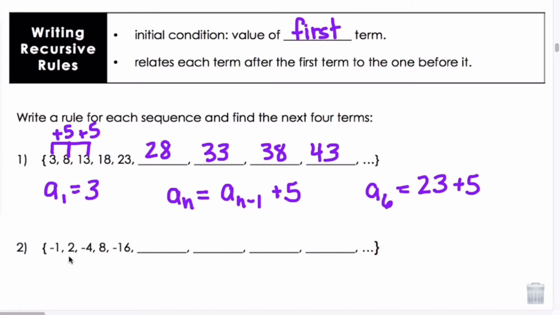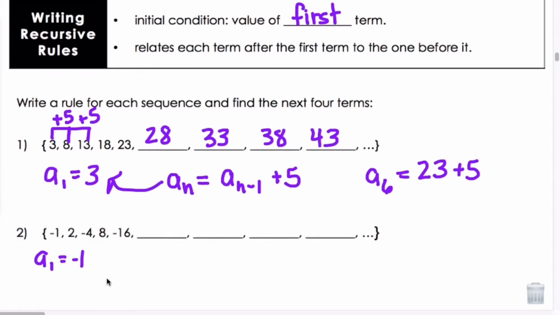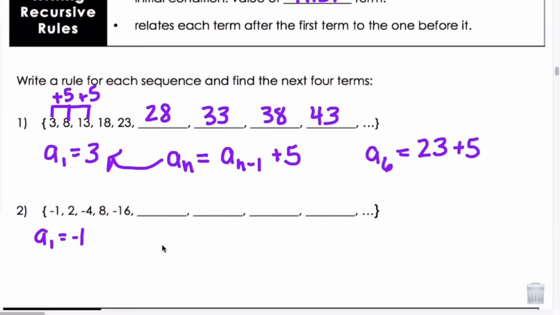Let's look at the next one. How did I get from -1 to -2, to positive 2 to -4? So I'm not really adding because I'm seeing that I'm switching from negative to positive, so it looks like I'm doing a different operation. And I know that my a sub 1 is -1. Okay, so just like up here, we have to say this is the rule when that's the first term.